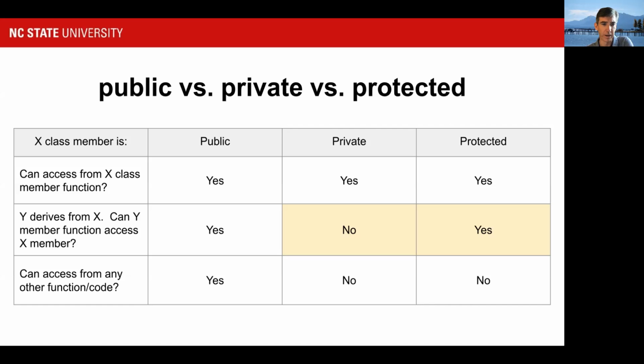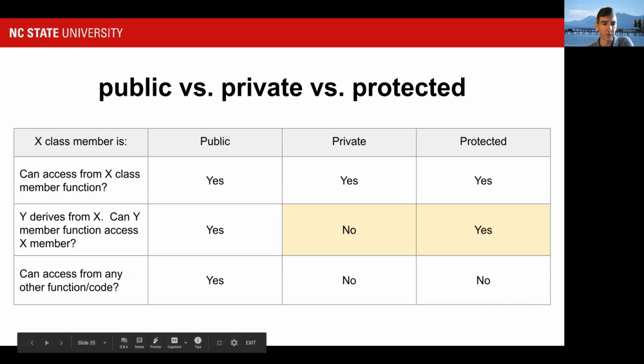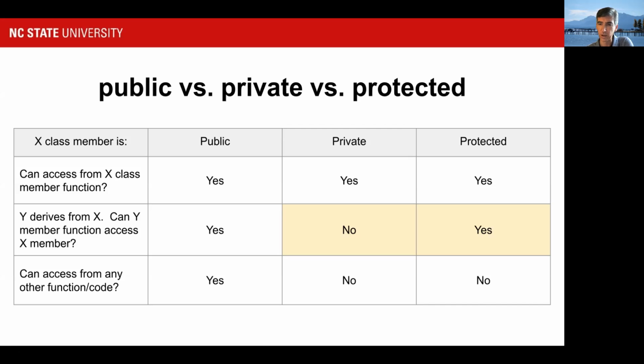Now let's say Y derives from X. Can a Y member function access the X member? Well, for public it can, for private it cannot, but for protected it can. So that's what protected has done for us. And then can I access this member of X from any other function or code? Well, if it's public, we can. If it's private, we can't. And if it's protected, we cannot.